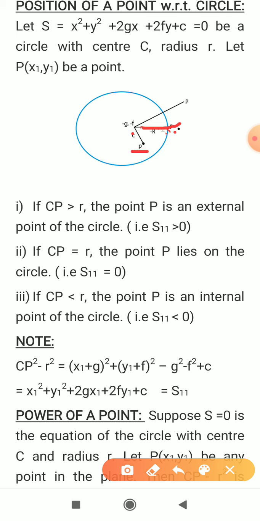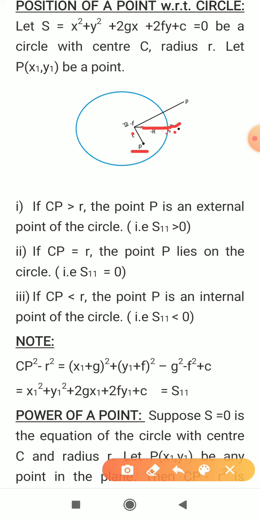But using this method, first you find the center and radius, next you find the distance between the center and the given point, next we compare the relation between CP and R. Suppose CP is equal to root 34 and radius is equal to 7, there is some confusion in finding the relation between CP and R. For that, we learn another simple method.